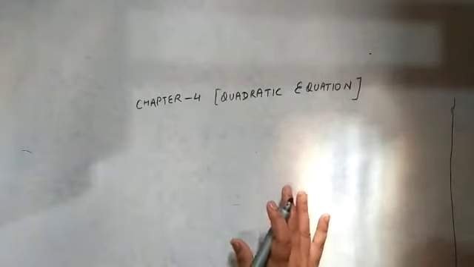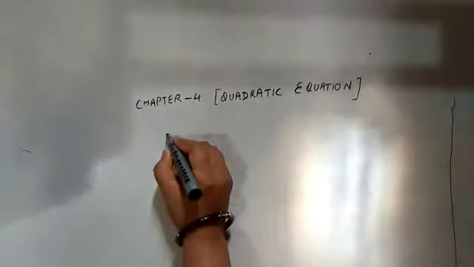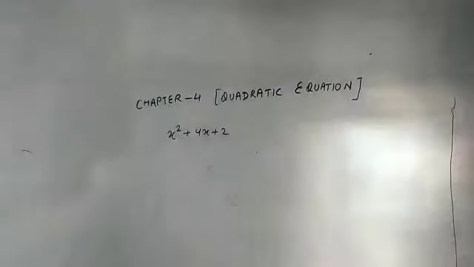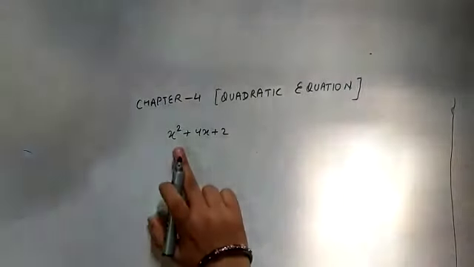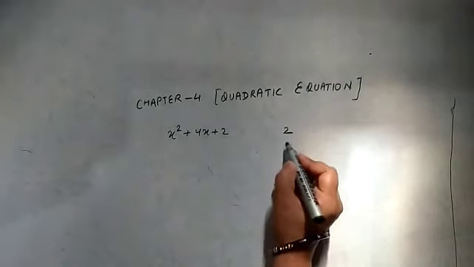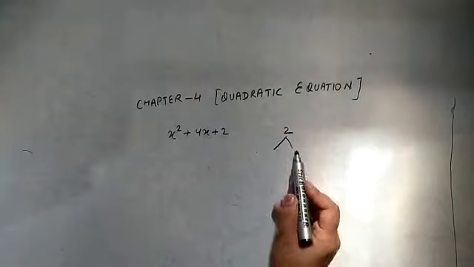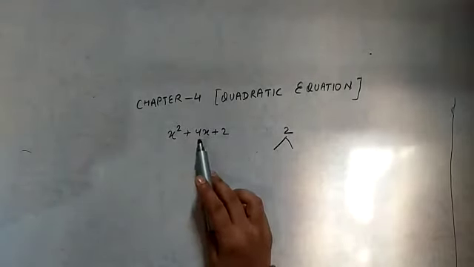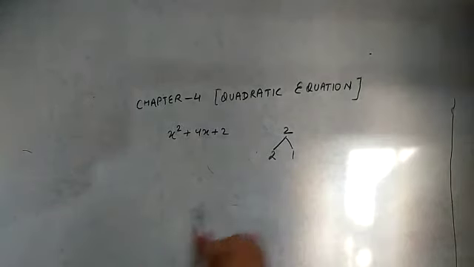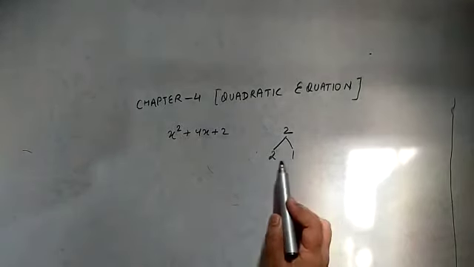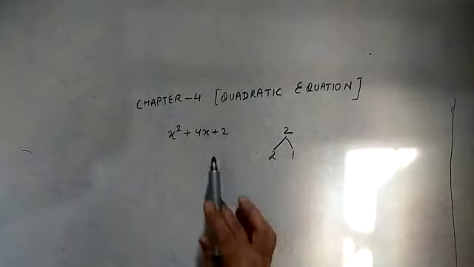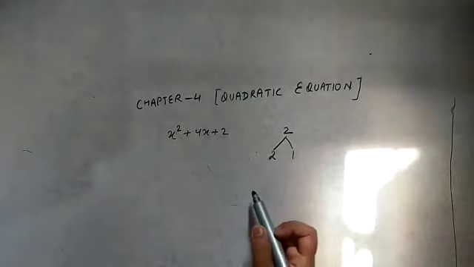See, sometimes it happens that we get some equations which cannot be easily factorized. Like here I am taking one example, x square plus 4x plus 2. If I tell you to break 2 into two numbers such that the sum of those two numbers is 4, since the factors of 2 are 2 and 1 only, and either we subtract or we add, we will not get 4. So it's very difficult to factorize this with the help of integers.